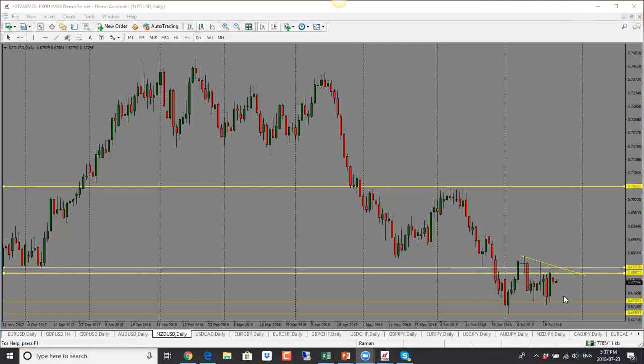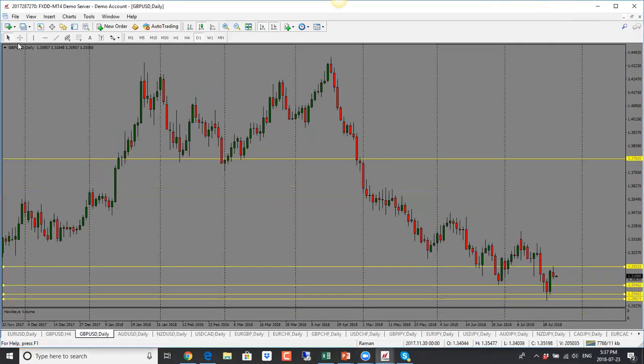Okay, any other questions? So I'm going to take a trade in New Zealand dollar here, and I'm considering one in pound dollar as well. So basically, I would just take it where it is. And the target is only 54 pips. And that's pretty big. So I would go all the way into the bottom here. 21.30. And so those will be the two trades that I'm going to take right now.